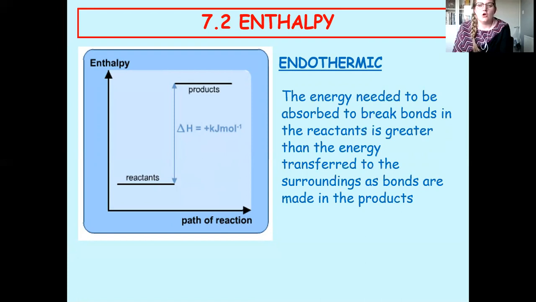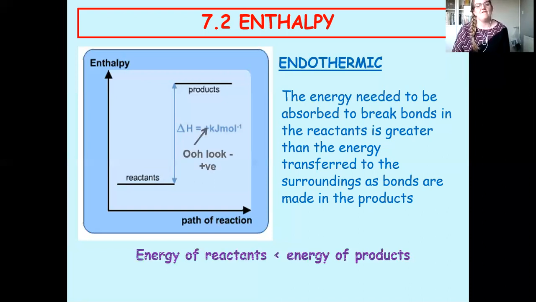value. So in an endothermic reaction, the energy that is needed to be absorbed to break bonds in the reactants is greater than the energy transferred to the surroundings as bonds are made in the products. So basically, we actually need to bring in more energy to break those bonds in our reactants than what is given out when we're transferring the energy to surroundings as bonds are made in the products. And this time we've got a positive enthalpy change data point. So our energy of our reactants is less than our energy of our products. That's really important to remember.